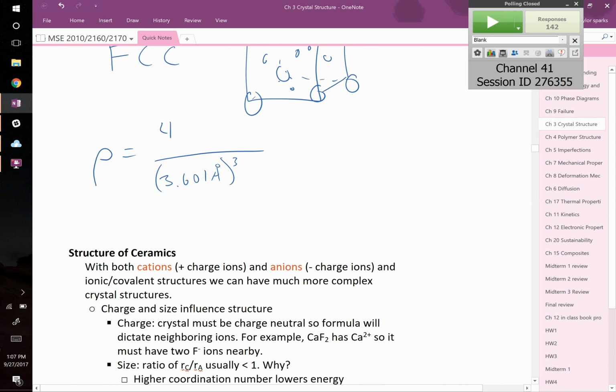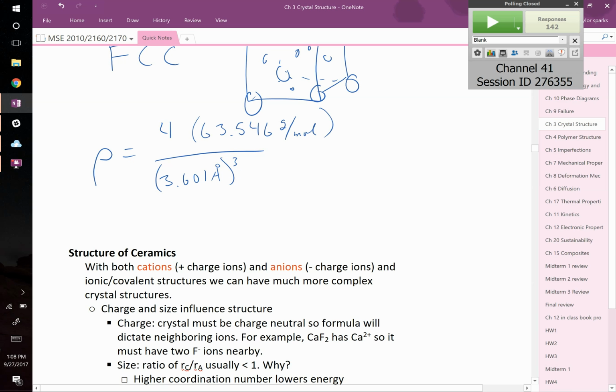What's the mass of copper, molecular weight of copper? Anybody have that on hand? 55 or something? Somebody find that. 63.546. That's grams per mole.